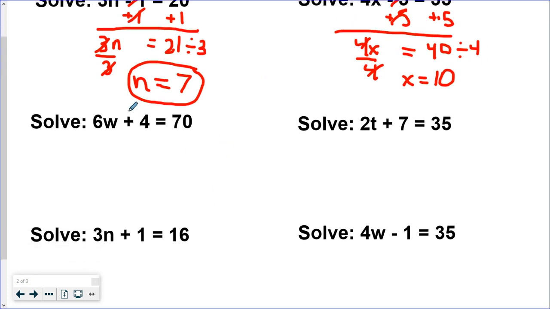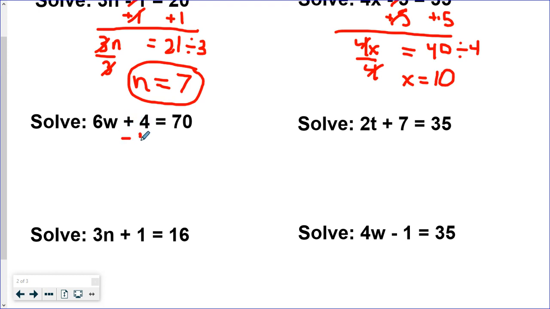These next couple problems right here are a little bit different now because I'm adding now, and so the opposite of adding would be subtracting. So this problem here is 6 times w plus 4 equals 70. So what I want to do is get rid of the addition and subtraction first. So I want to do the opposite here. What is the opposite of adding 4?